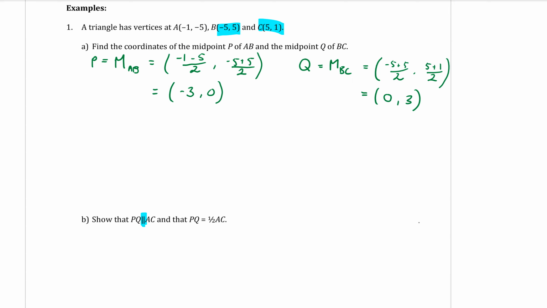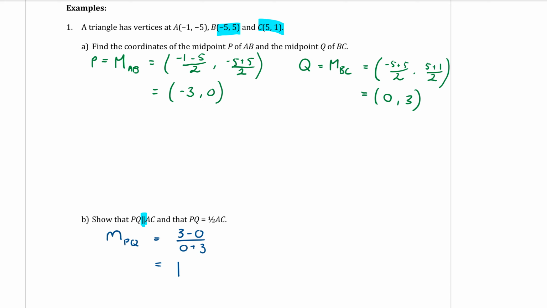So I need to see the points there at the top of the page. The gradient, which is little m, of PQ. Okay, so P and Q, the ones that I just found. To find the gradient, you subtract the y values over subtract the x values. So the y values first. 3 minus 0 over 0 minus minus 3, which makes a plus 3. That means 3 on the top and 3 on the bottom, so that does just equal the gradient of 1.